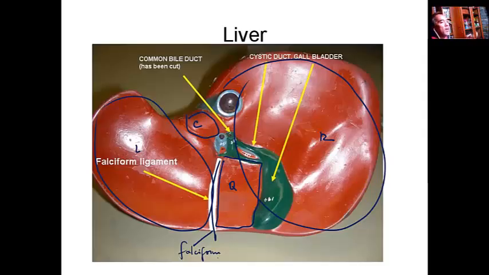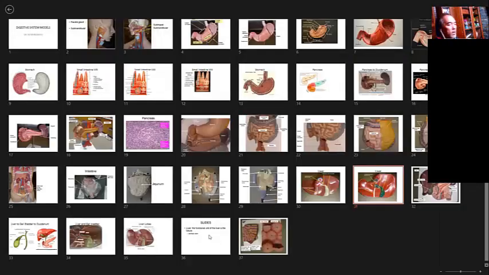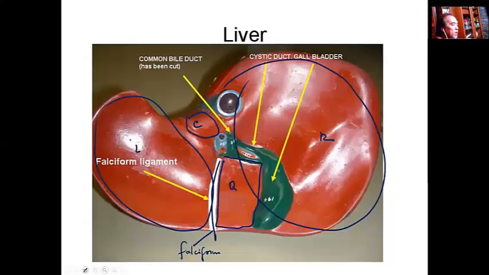Okay, now again, I'm going to identify the ducts, posterior view, and identify my lobes. Okay, so I'm going to use the color yellow to identify the ducts. Now, this duct is embedded on the liver, and this duct is embedded on the liver. So this one, since it goes to the left lobe, it's called the left hepatic duct. And this one goes into the right lobe, so this is my right hepatic duct.